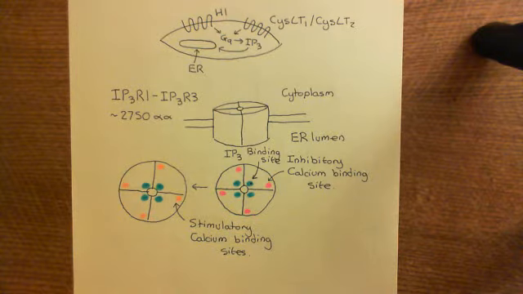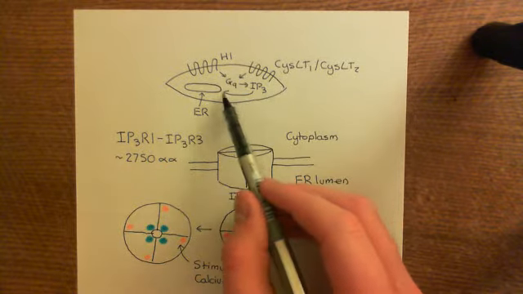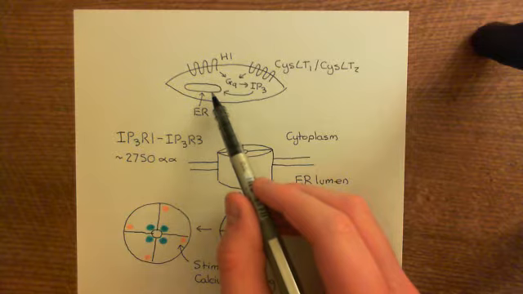So IP3 does not open the IP3 receptor. Instead, it primes it so that calcium can bind to the IP3 receptor and cause the IP3 receptor to open. So before IP3 binds, you can't open the IP3 receptor. But once it binds, you're then in a position that if calcium also comes along, it can now activate the IP3 receptor to open. So this is the important part now. You don't just need IP3 to open the IP3 receptor, you also need calcium.